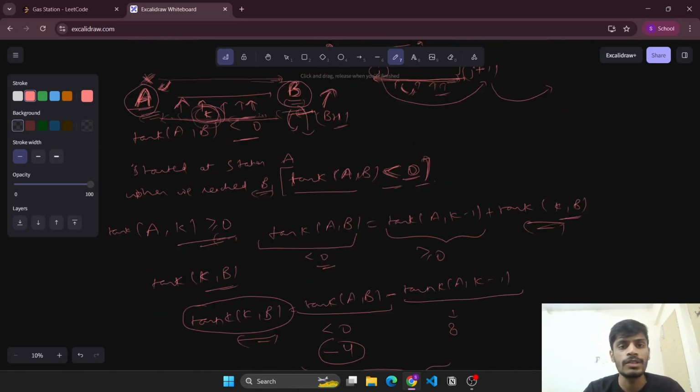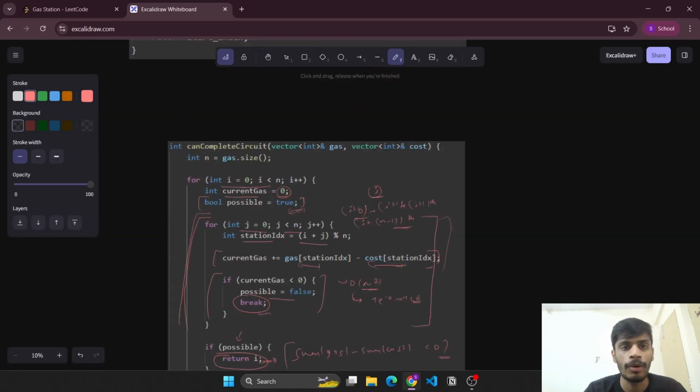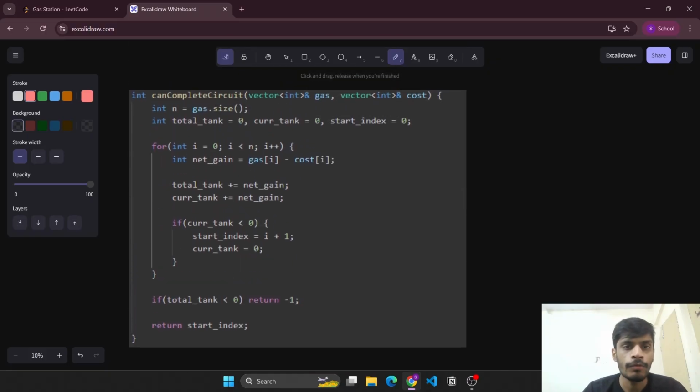So let's see the code once to get clarity about the solution. We maintain 3 variables. This will denote the overall sum of gas minus overall cost. This will denote the current tank, and this will be the starting index, initially 0. Now what do we do? At the current step, we increase our total tank as well as the current tank by the gain that we have, gas of I minus cost of I. Now if the current tank becomes less than 0, that means we need to skip to j plus 1. So simply make the start index I plus 1 and mark the current tank as 0.